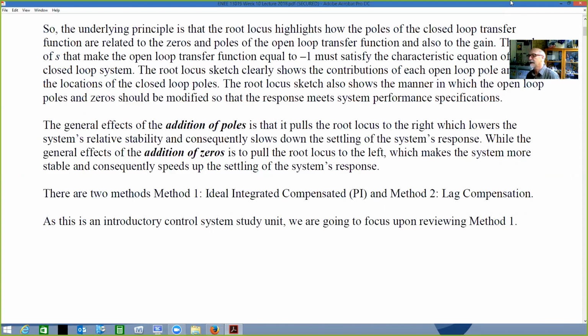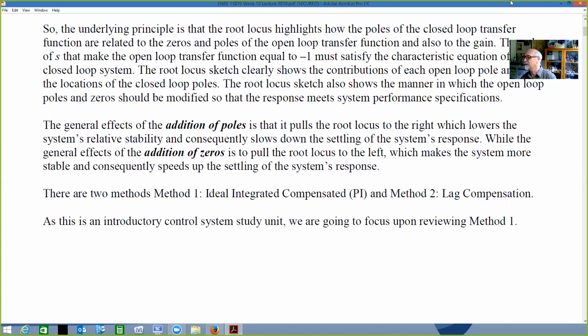Now, the general effect of the addition of poles is that it pulls the root locus to the right, which lowers the system's relative stability and consequently slows down the settling of the system's response. So it slows down the settling time. While the general effect of the addition of zeros is to pull the root locus to the left, which makes the system more stable and consequently speeds up the settling time of the system's response.